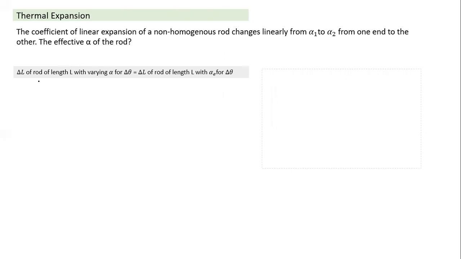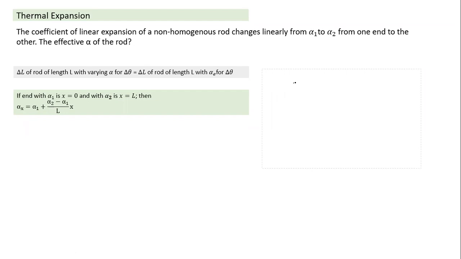What does effective alpha mean here? If I change the temperature by delta theta of a rod of length L, and the change in length is delta L, what we need to find is the value of a constant alpha which will produce the same change in length for the same change in temperature. So with the varying alpha, for a given change in temperature, whatever delta L we get, for a constant alpha also, for the same change in temperature, I should get the same delta L. That's what this concept of equivalent is, and it's very simple. Let's understand what it means.